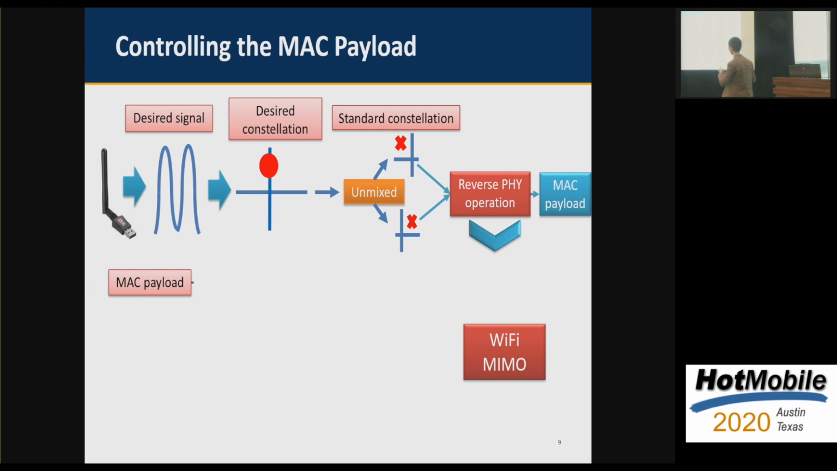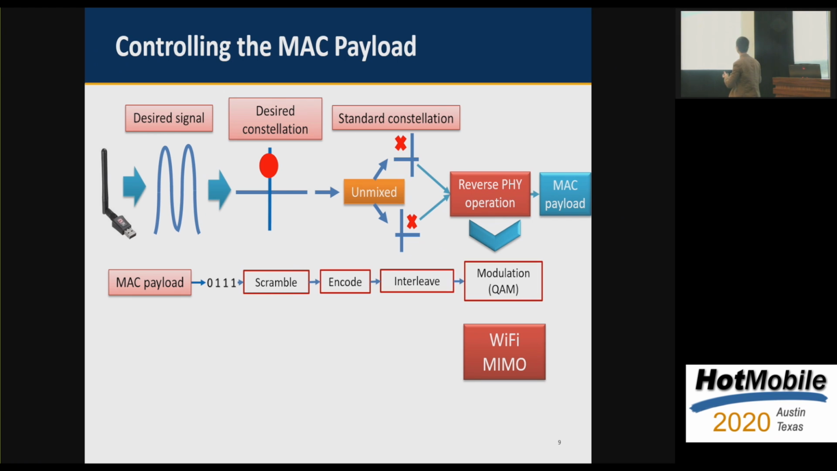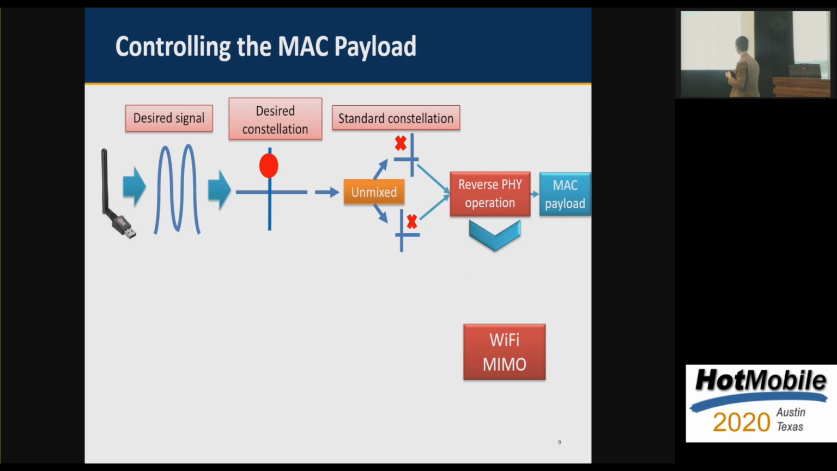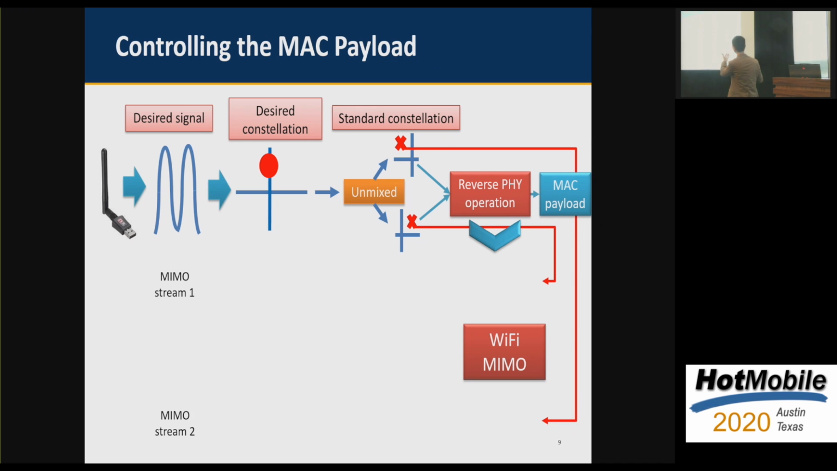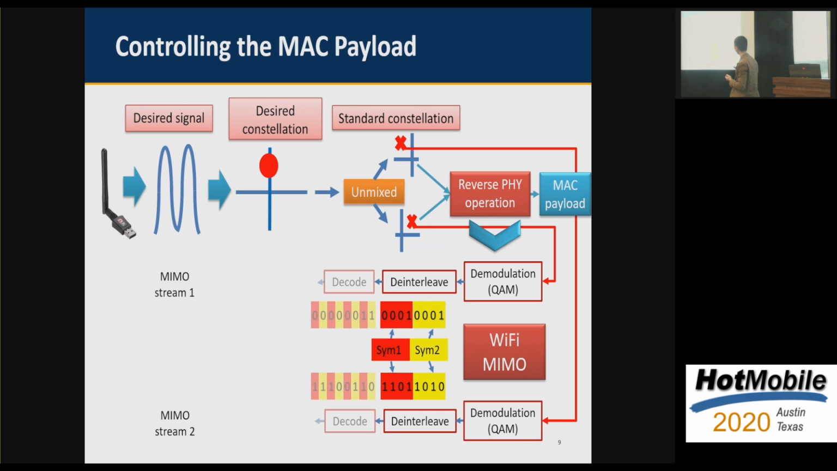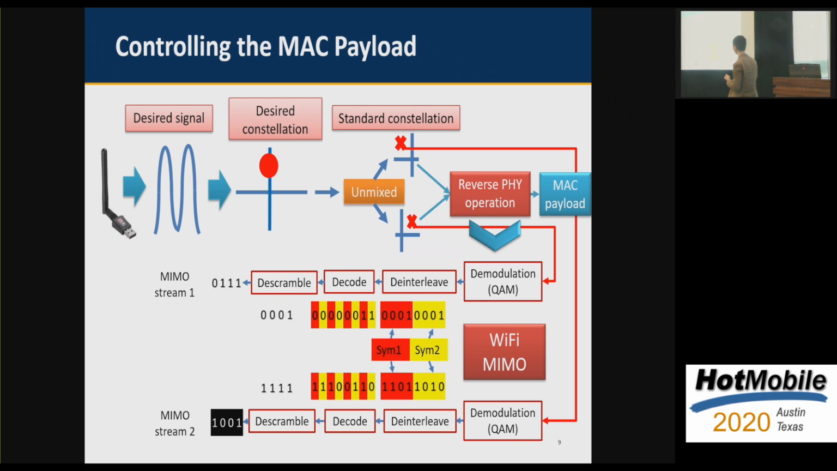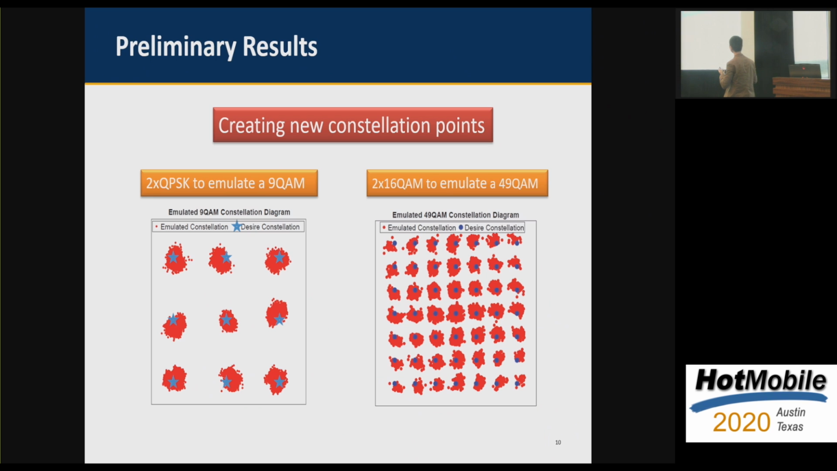Here is an example of how this reverse works. Given a Wi-Fi example, we have a MAC payload, and then it will be scrambled, encoded, interleaved, and then modulated to the standard constellation points. So reversely, we just take the standard constellation points from the unmixed signal, and then we demodulate them, de-interleave, decode, and descramble them, and we combine them together. We can acquire the MAC payload for emulation. So this is relatively not hard, right?